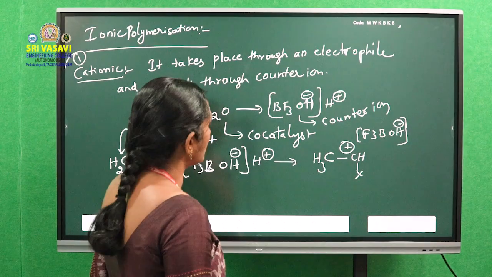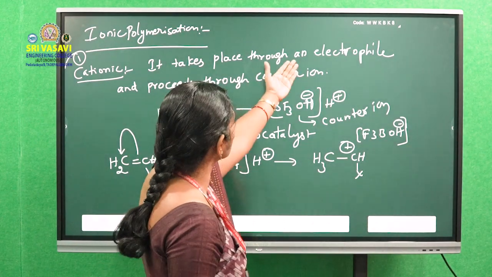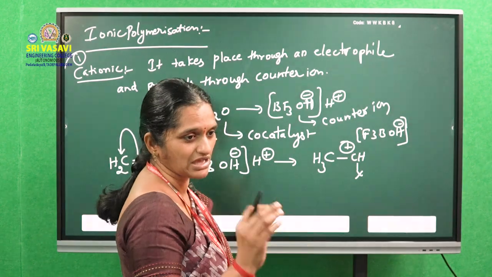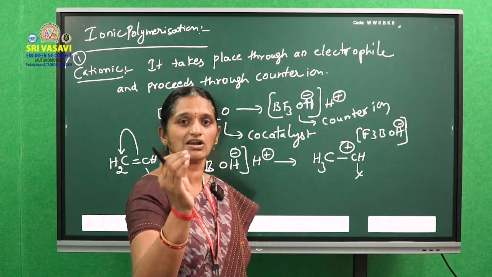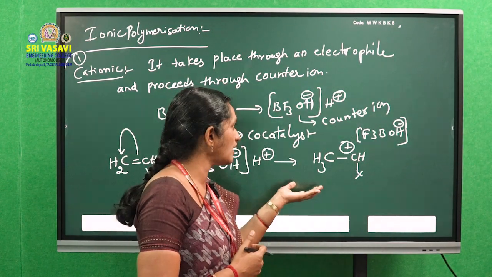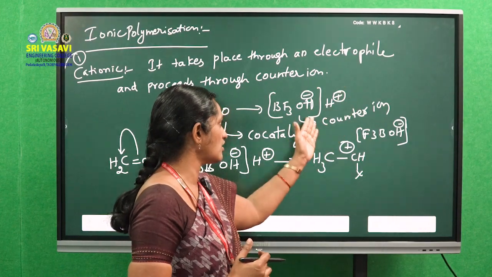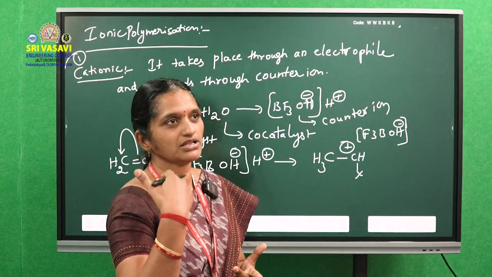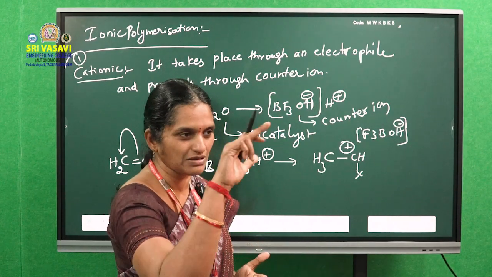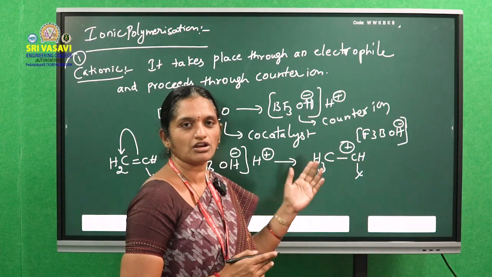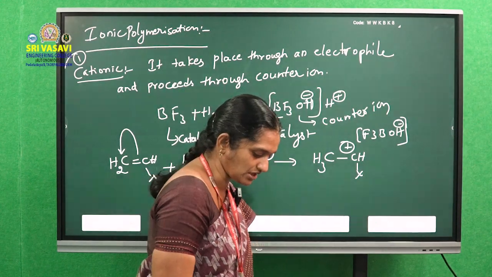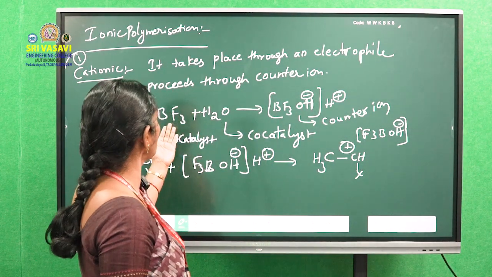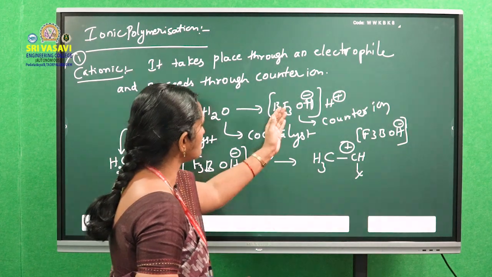Okay, so here it takes place through the electrophile. The process always takes place through a plus charge, hence it is called cationic. In the counter ion, the story runs around the H plus ion. In the next propagation and termination also, the C plus plays a key role. Therefore, we call it cationic addition polymerization. For that, I have taken Lewis acid plus H2O, and this forms a counter ion.